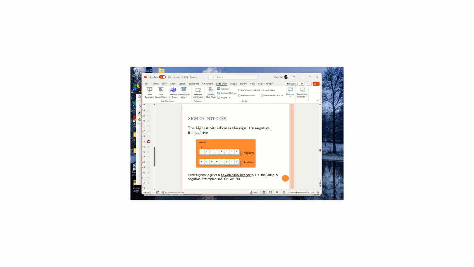So far we've learned how to use binary numbers to represent positive integers. So how do we represent negative integers? Well, an obvious approach is to use the most significant bit. If it's set to 1, it signifies that it's going to be a negative number. If it's a 0, then it's a positive number.